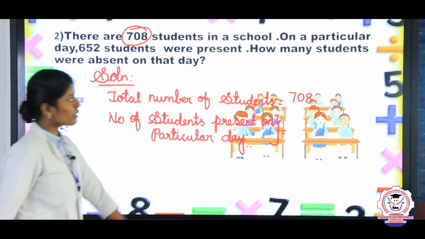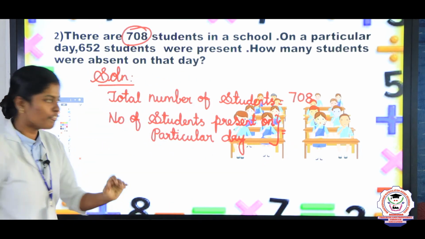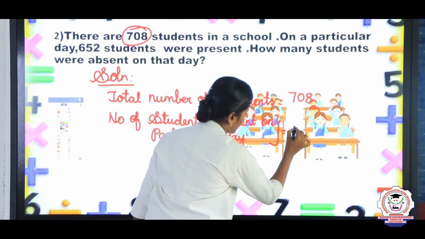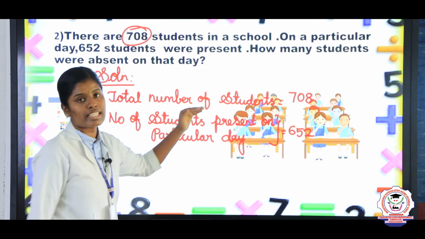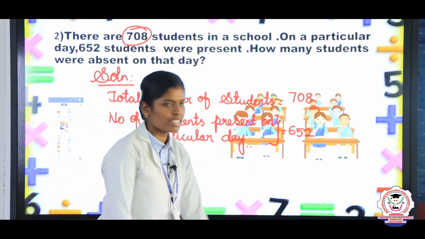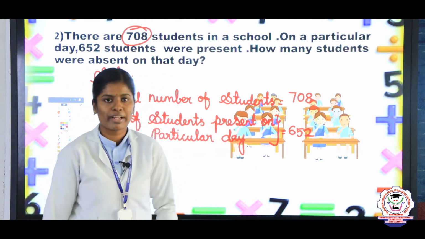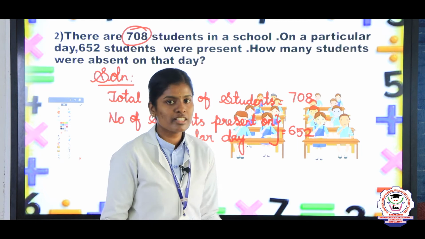Totally how many students are present? 652 students. So write here 652. So now you take 708 and then 652, then you will subtract. Now tell me, Deepak, what is the first step?